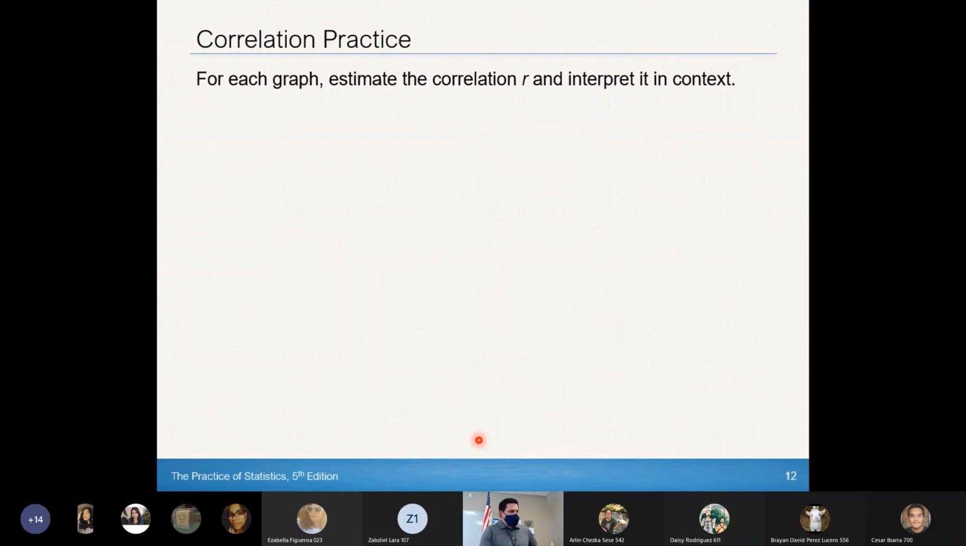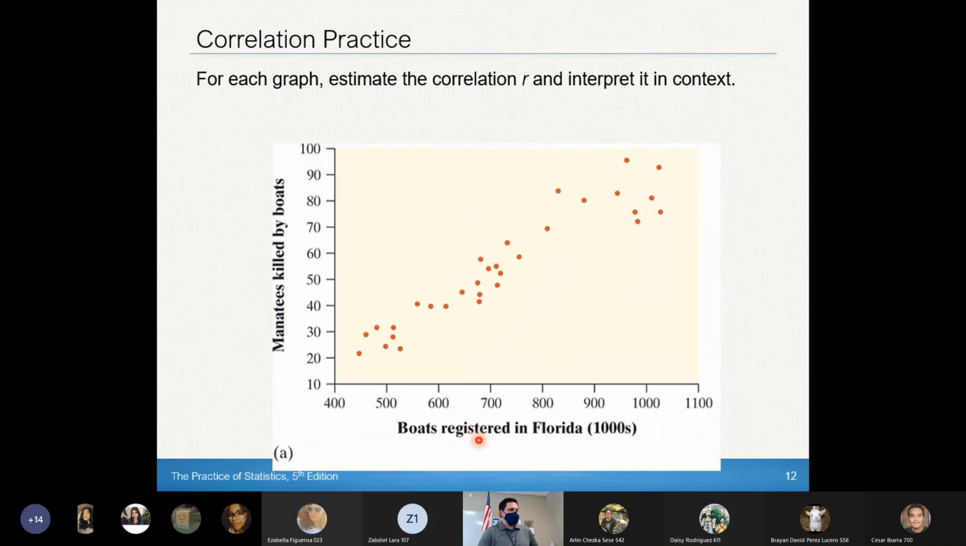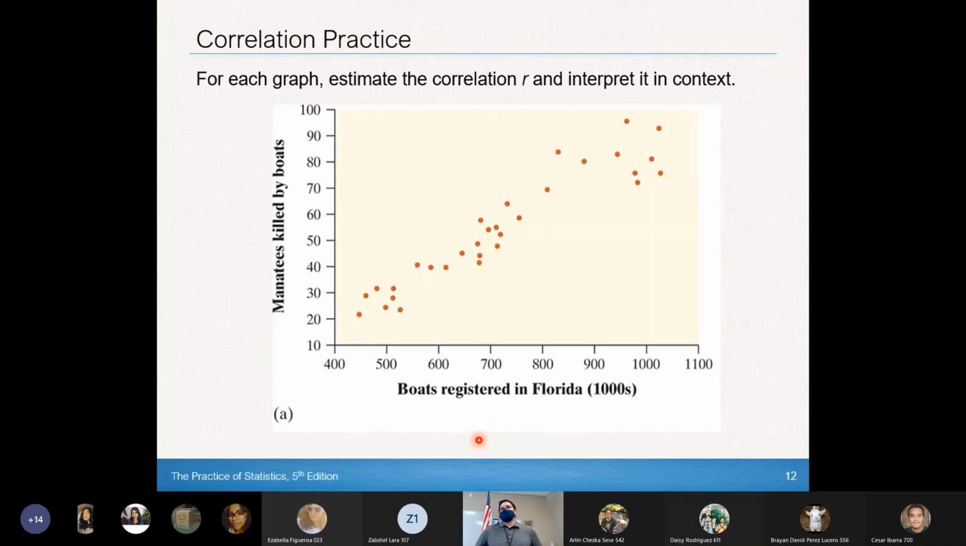All right. So we're going to see a few examples of scatter plots here, and we'll just talk about what the possible R value is and what it could mean. In this case, we have boats registered in Florida versus manatees killed by boats. This looks fairly linear. Does not look curved really. It's not exact, but we're probably looking at R equals 0.8 or 0.9. It's pretty good. Points are fairly close together.